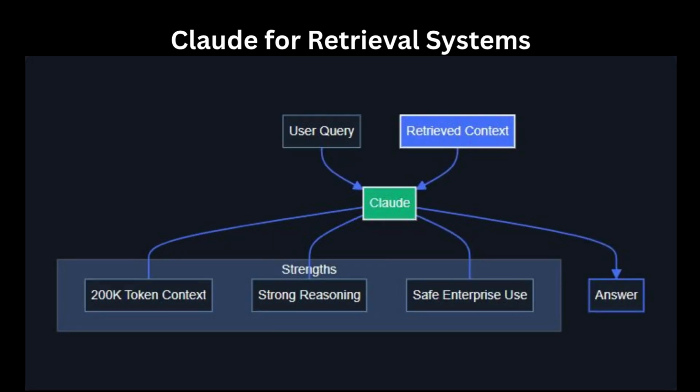Claude for retrieval systems. Claude is well suited for RAG systems due to its strong reasoning capabilities and large context window. It can process large amounts of retrieved context and synthesize information across multiple documents. This makes it effective for enterprise use cases where accuracy and safety are critical.